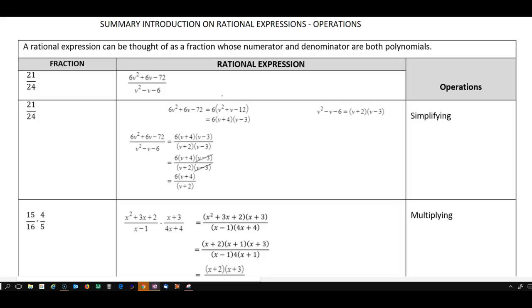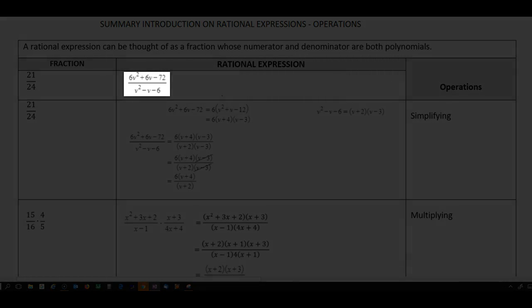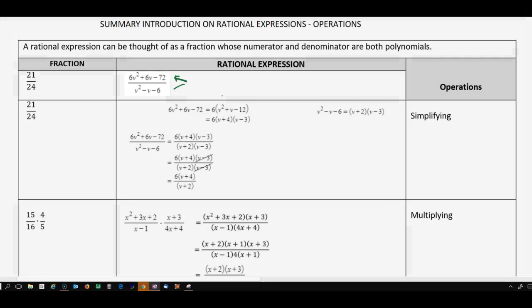Last time, we had a summary introduction on factoring techniques that you will learn in ALEX for Module 2. Today, I'll do a summary of the uses of those on rational expressions, particularly on operations. A rational expression is just a fraction whose numerator and denominator are polynomials.